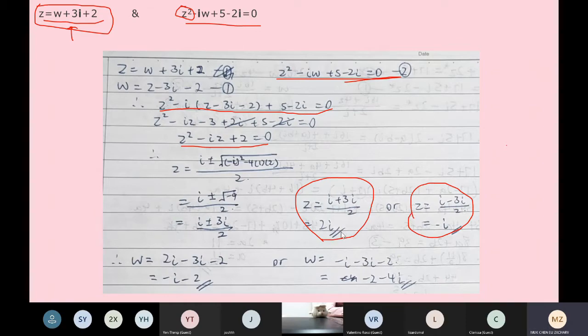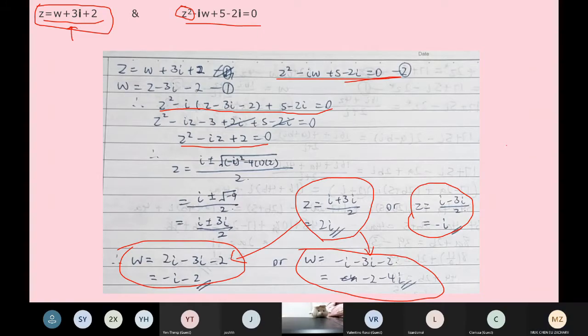Okay. Then what you do next is, like all simultaneous equations, you sub back into the equation of W, which is equation 1. Which will give you these two answers. Okay. So everybody's happy. You got your answers. And then move on to your next, your arrow, the right solution goes to minus I.